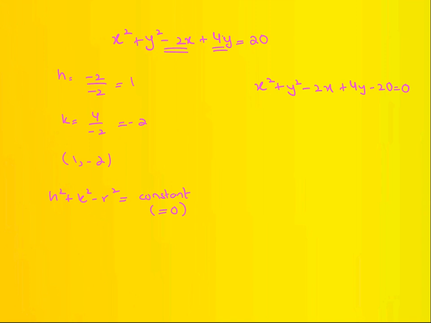Once you've made one side 0, you can now pick the constant. h square is again 1, k square is still 4, r square, but now the constant is minus 20. It's not 20, it's minus 20. So first we make one side 0, then we pick the constant. Now from here, if I try solving, r square would be 25, hence r is 5.